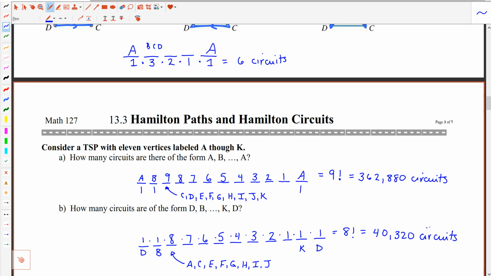Okay, so we can use these counting arguments to be able to figure out how many circuits that we have. So the n-1 factorial formula will not apply if there are additional restrictions on what vertices, for instance, you can start at the beginning, or where you have to go before you come back home, or maybe there are some restrictions on where you have to go in the middle. So you can use these types of generic counting arguments.